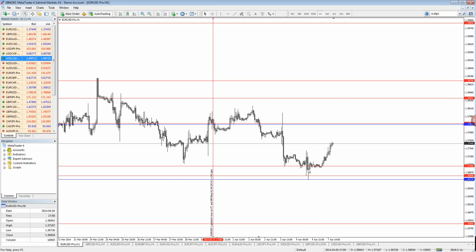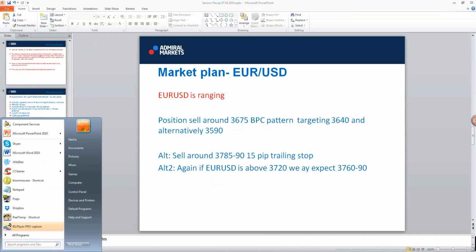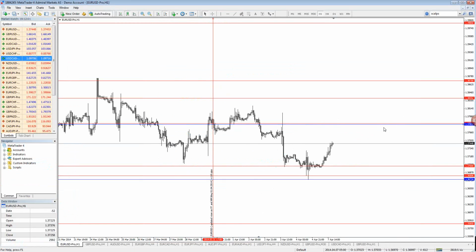This is a spinning top candle, indecision. After that, the market went to the upside. I still think this is a retracement. Again, sell around 37.85. If it gets there, I'm looking to sell. Why? Because you see the action here. Also, if you nicely put a trend line here, this is a confluence, 37.85.